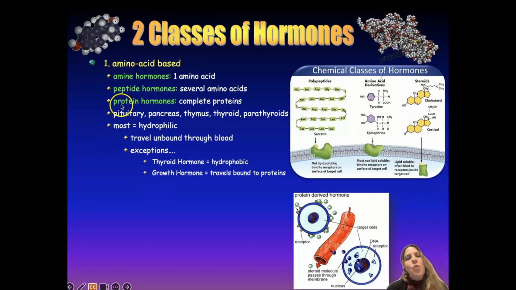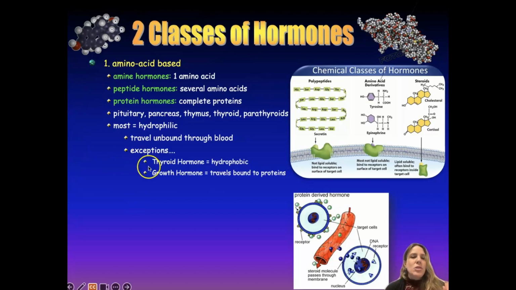And so these kinds of hormones are going to be produced by the pituitary gland, the pancreas, the thymus gland, the thyroid gland, and the parathyroid glands. And in almost all cases, with the exception of a couple, they are hydrophilic. And you'll recall that hydrophilic means they love water. And that allows them to travel through the blood without having to be bound to any other molecule to help them transport. Because blood is mostly water, and these amino acid-based hormones, in most cases, are hydrophilic, they're able to travel very easily through the bloodstream, which is really important for them to be able to get to their target cells.